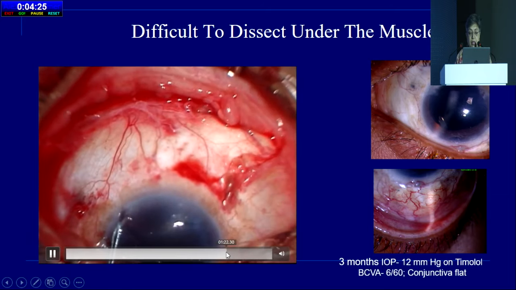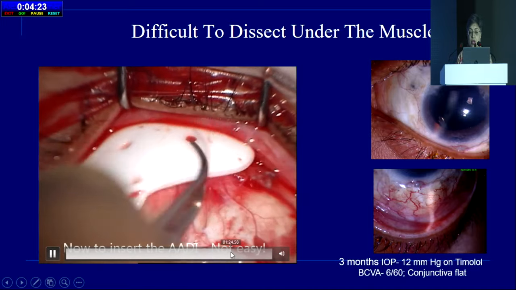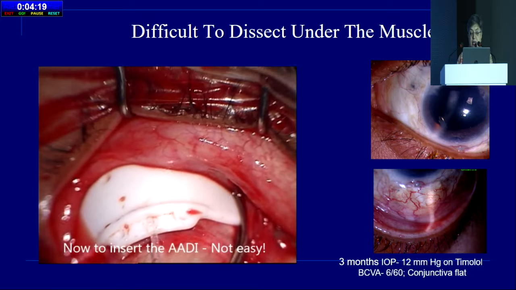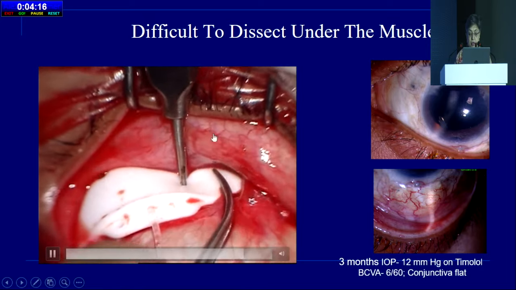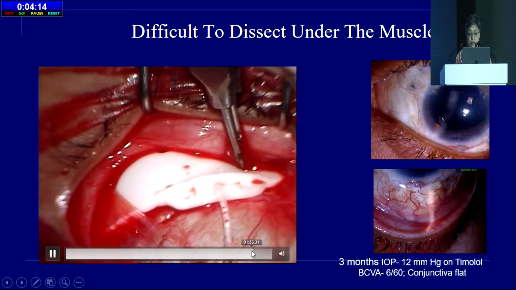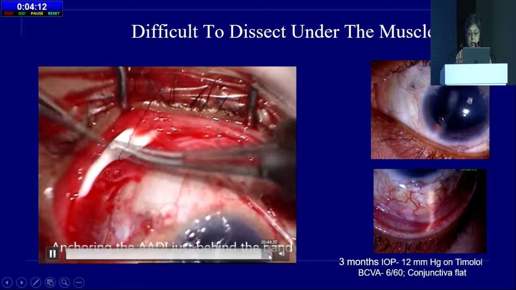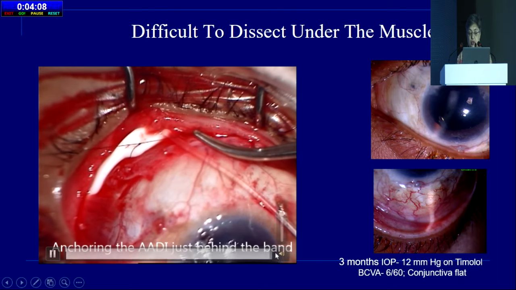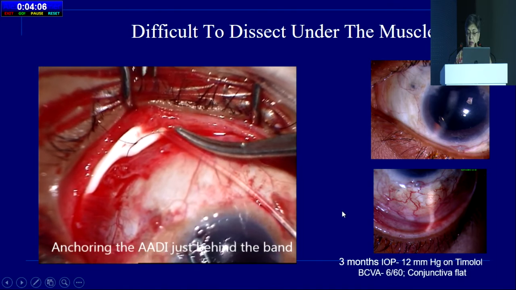So somehow or the other, you do manage to create a space between the band and the muscle, and you fit in your drainage device there. It looks very, very gory, but ultimately you do manage to secure the plate and then you insert the tube as usual. But at 3 months post-op, so this is an inferior band because there was silicone oil, the pressures are 12 on timolol. Always keep them on timolol to be on the safer side, and the conjunctiva is flat.